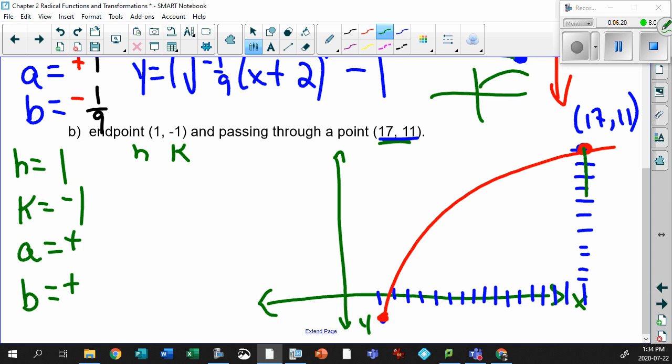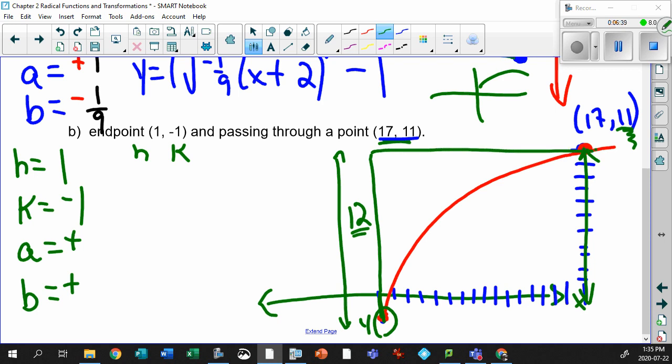Remember, you went up 11 units here. From here to here is 11 units, told you by this. But from the end point, you have to go one more. So think about it. From here to go up is 1 plus 11 more gives you a total of 12 units up. And then how many units over? Well, if you think about this, this is at 17, but you started at 1. So you actually only moved over 16 units.